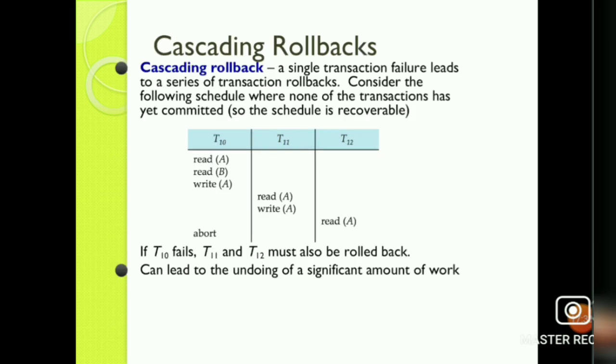Cascading rollback. A single transaction failure leads to a series of transaction rollbacks. Rollback is nothing but going to the previous state of the transaction. So in the above example, we are considering three transactions, T10, T11 and T12. If T10 fails, T11 and T12 also roll back. So this will lead to undoing a significant amount of work. So we should design a database that needs only minimal rollbacks. Okay.